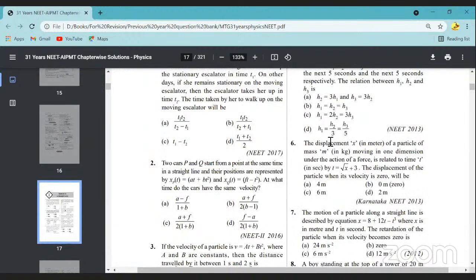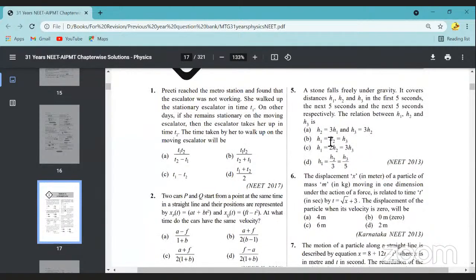Priti reached the metro station and found that the escalator was not working. She walked up the stationary escalator in time t1. On other days, if she remains stationary on the moving escalator, then the escalator takes her up in time t2. The time taken by her to walk up on the moving escalator will be how much? So try to understand the question properly.